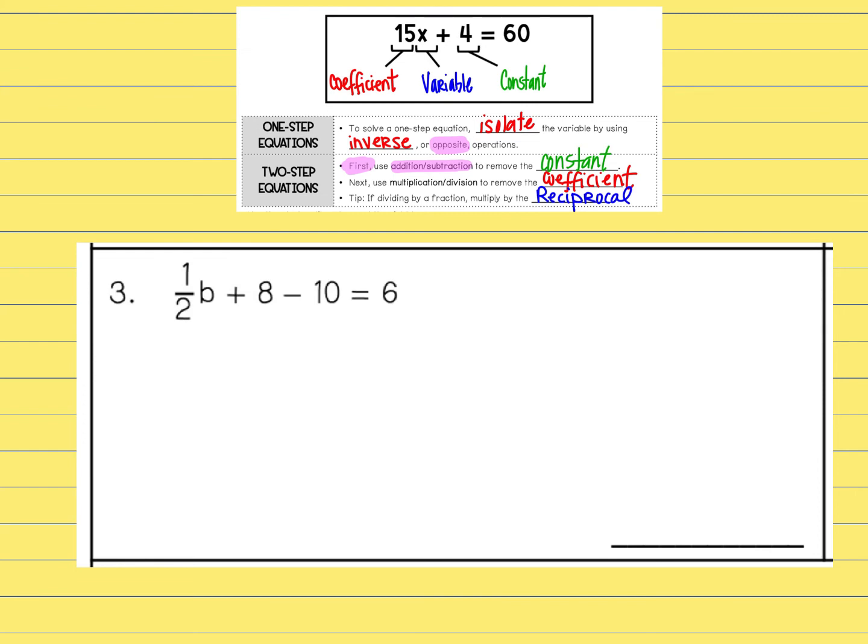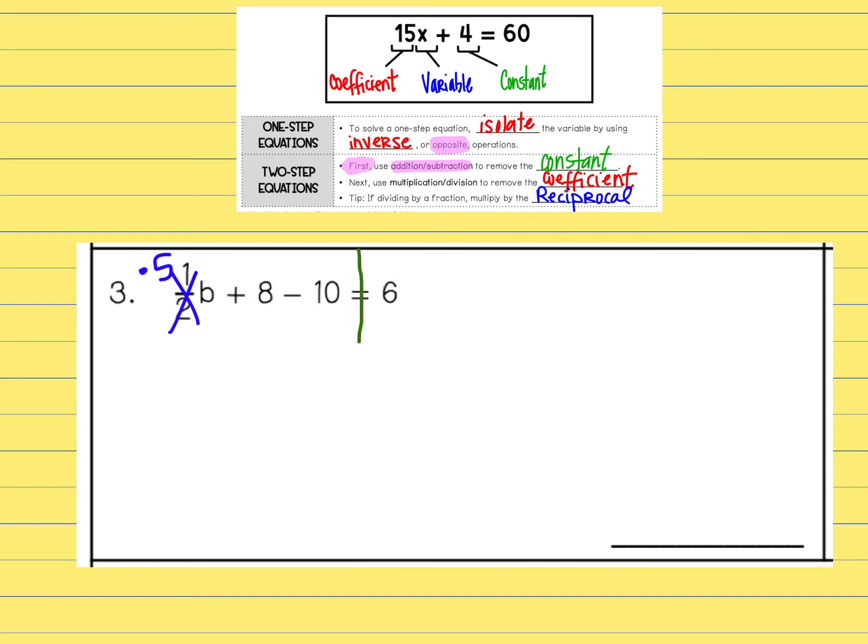Question 3. This one looks a little bit different. We've got a fraction in the front. If you would rather change that out to be a decimal, you can. In your calculator, type 1 divided by 2. If you do that, you should get 0.5. So if you would rather substitute that, you can put 0.5 as your coefficient.